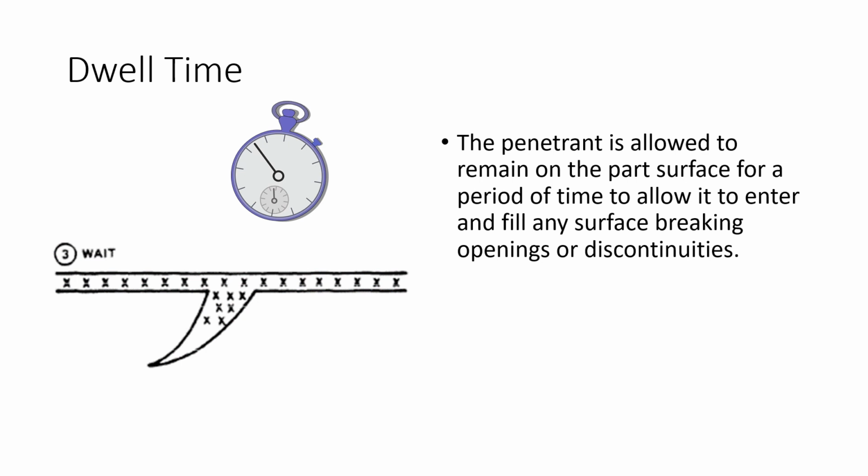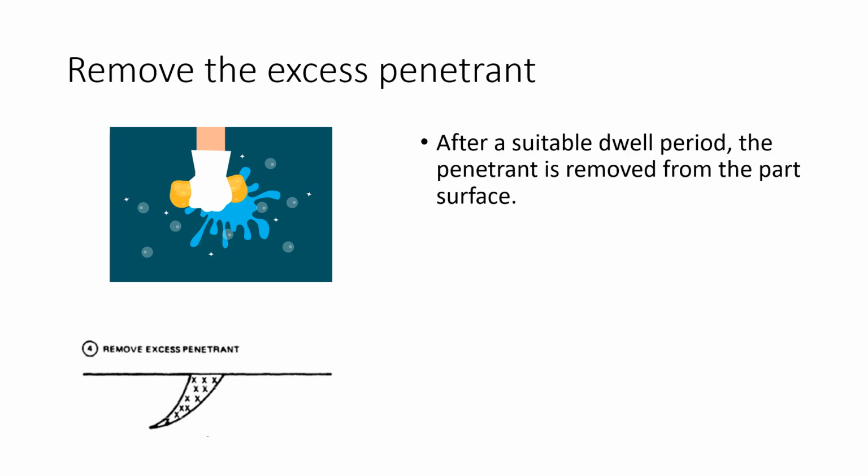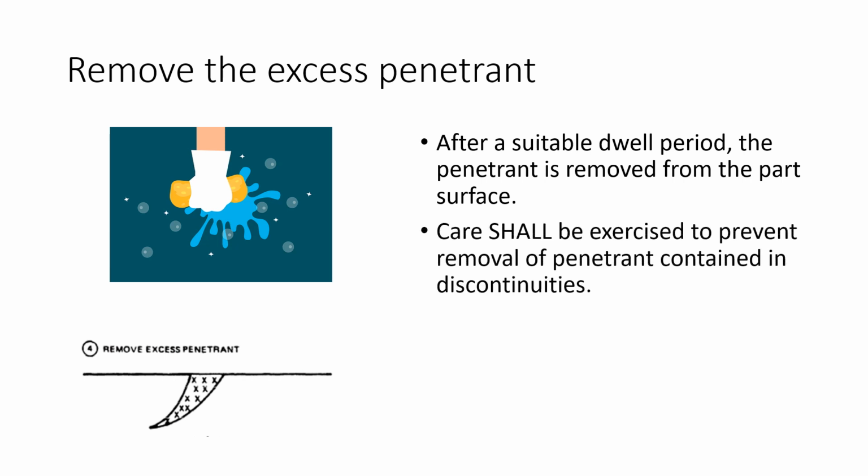So with the dwell time, all we're doing is, in your instruction kit or in your process that you're supposed to be following, the penetrant is going to be allowed to remain on the part surface for a period of time, and that's going to allow it to enter and fill any surface breaking openings or discontinuities that are out there. So it's just going to soak in there. Then we're going to come back and we're going to remove the excess penetrant. That's what we're going to do next. So after we've hit our dwell time on our stopwatch, the penetrant's going to be removed from the part surface.